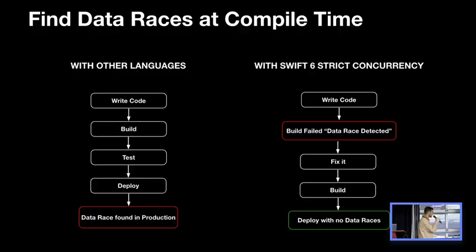Yet another category of bugs are data races. This is a scenario where multiple tasks update the same shared mutable state at the same time, concurrently causing inconsistent results. And traditionally, data races cannot be identified at compile time. They only show up at runtime in your production.